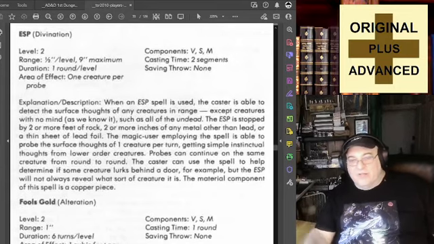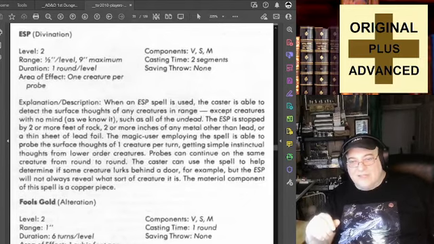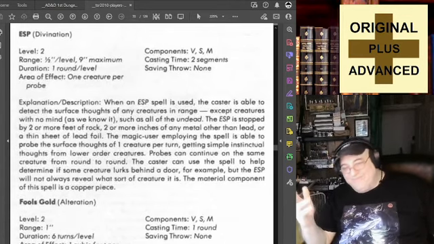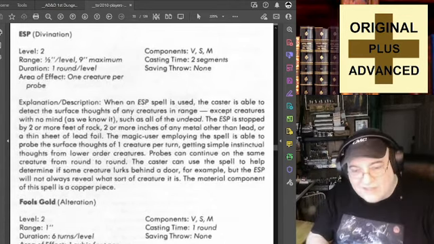It says one creature per probe in the area of effect, but I think that covers all our bases if we say, unless it's 11th level or higher, it's still only one creature. Can't switch it around. Plus, that makes it a little less onerous.